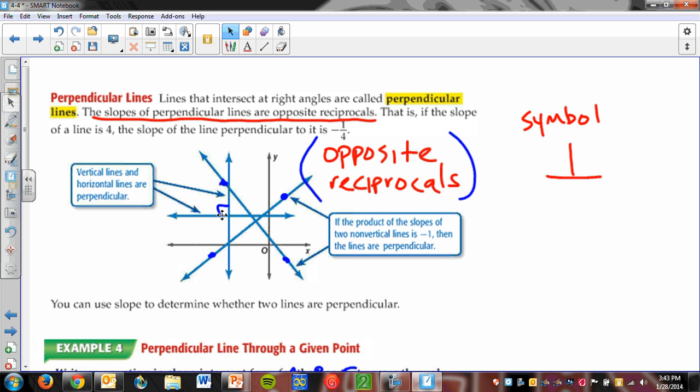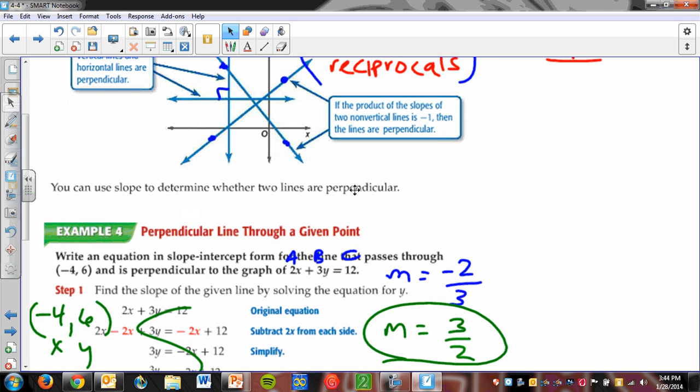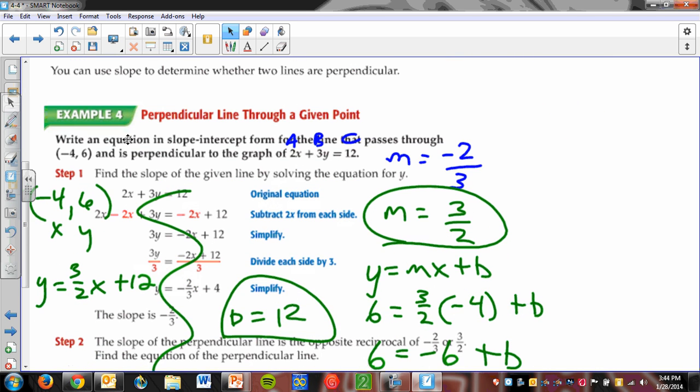Okay, if you have two lines that you're not real sure about, take this point and this point, put them in the slope formula, which is y2 minus y1 over x2 minus x1. Here and here, y2 minus y1 over x2 minus x1. You'll get two numbers. You need to compare them and see if they are opposite reciprocals.